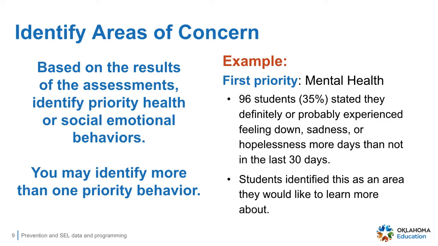96 students, or 35% of the students in the school, stated they definitely or probably experienced feeling down, sadness, or hopelessness more days than not in the last 30 days. And students identified mental health as an area they would like to learn more about. This is why the school identified mental health as their first priority behavior. Identifying the priority behavior with precision can help when looking to evaluate the effectiveness of the program after implementation.